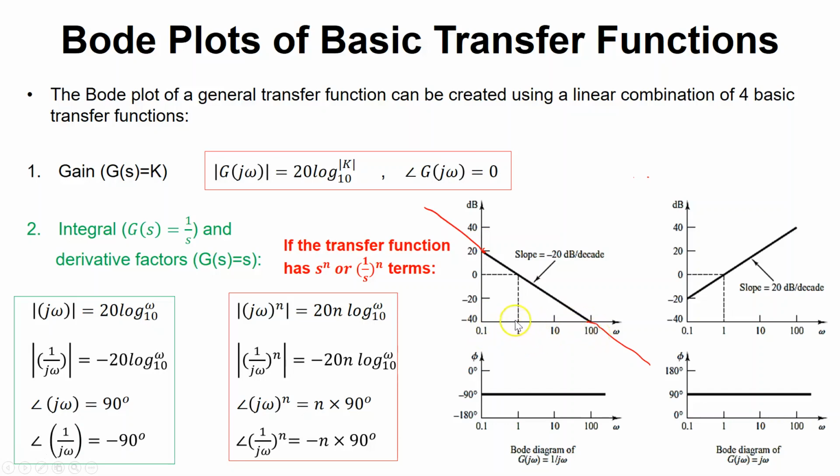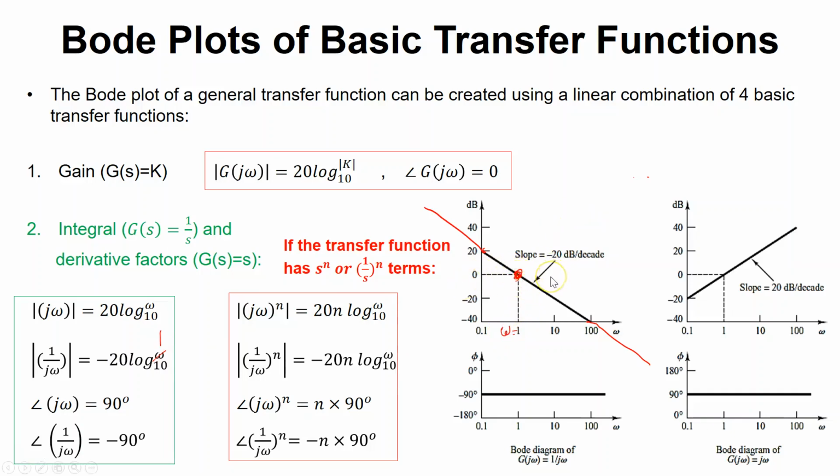And clearly when I plug in omega equal 1, it gives me what? Log 10 of 1 is 0. So at which point does this line hit 0? At omega equal 1. Okay, that's this intersection point.